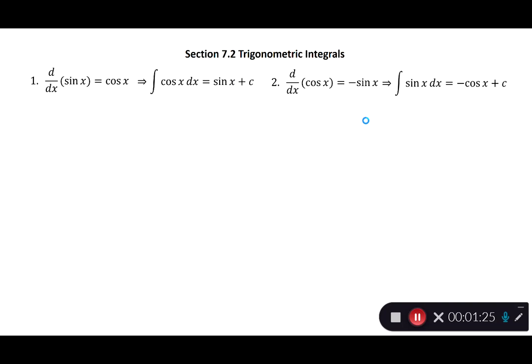Somebody might be feeling, hey, wait a minute, man. Aren't you supposed to get negative cosine x minus c? How come you got a plus c? Well, c is just an arbitrary constant, right? So whether you subtract the arbitrary constant or add the arbitrary constant, it doesn't make a difference.